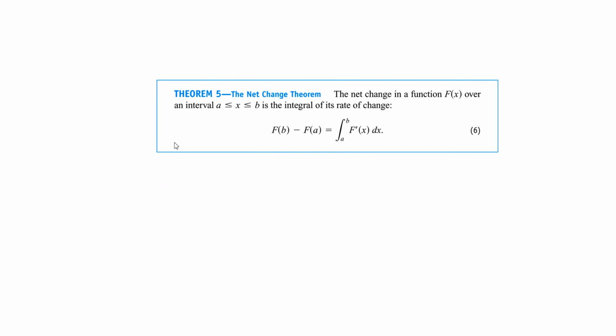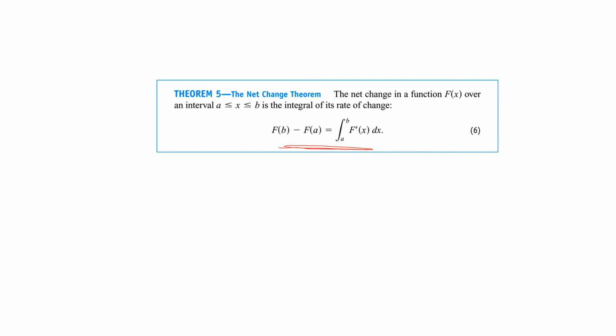Okay, an immediate consequence of the fundamental theorem part 2 is that we can use this theorem to find the net change in a function. The net change in the function f(x) over the closed interval [a, b] is the integral of its rate of change. The integral of its rate of change gives us the total change in the function. So if you have the velocity function and you have to find the total distance, you can use this net change theorem to find the distance covered.